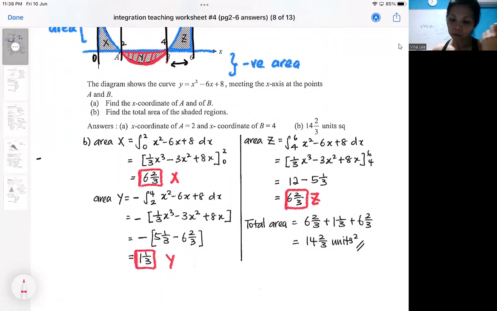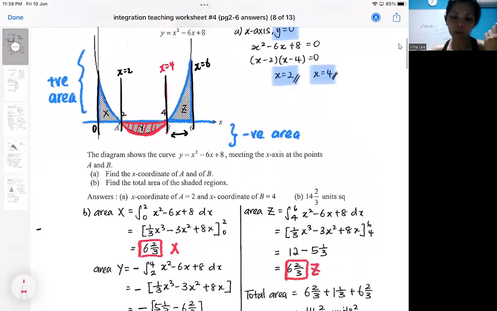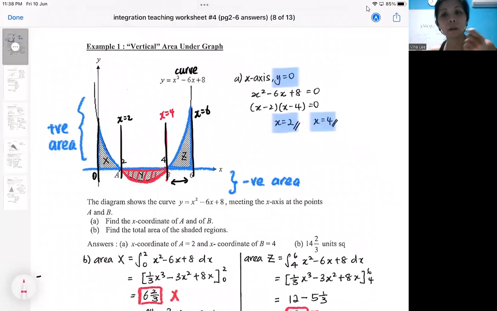This is one of the most critical things: identifying positive and negative area. There will be questions to test whether you know how to filter positive and negative area.